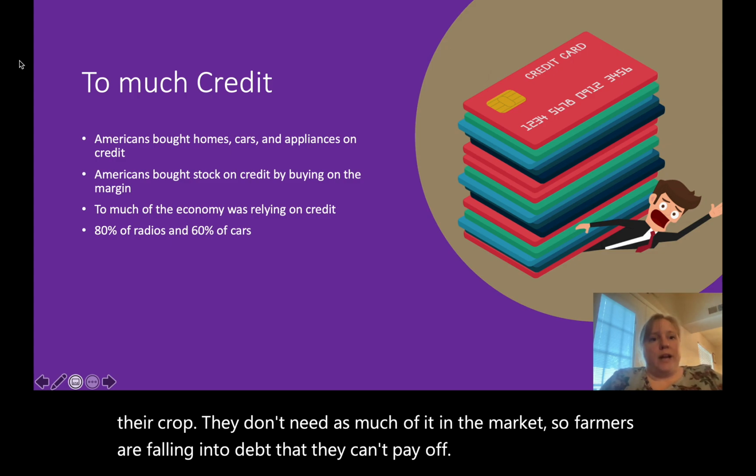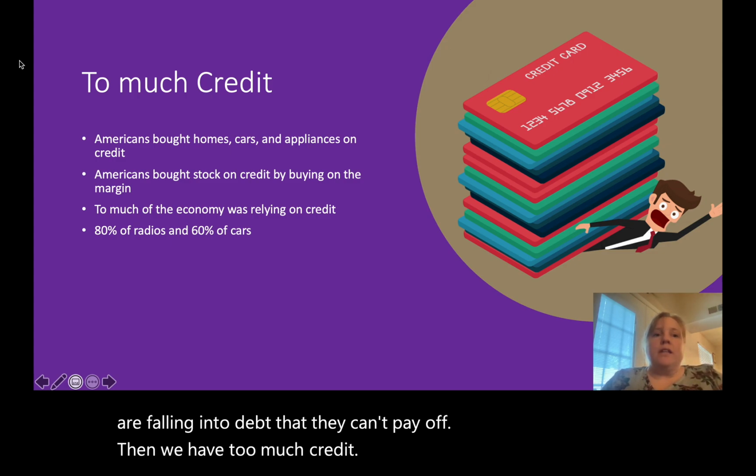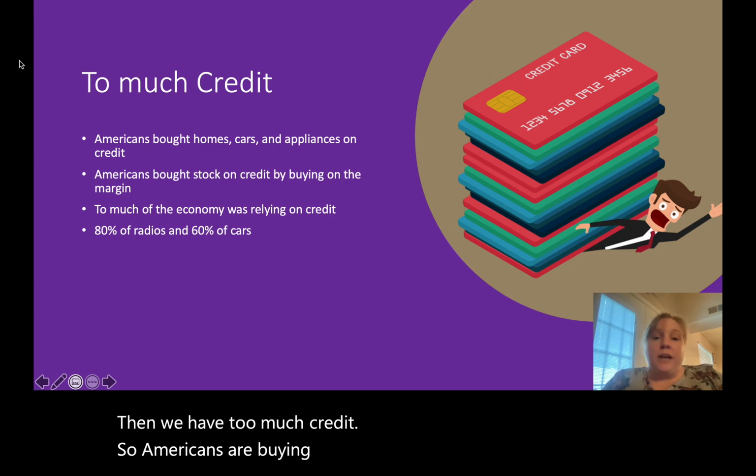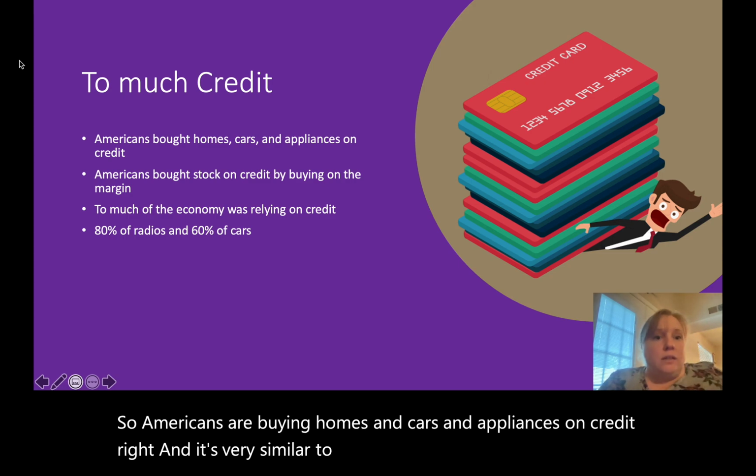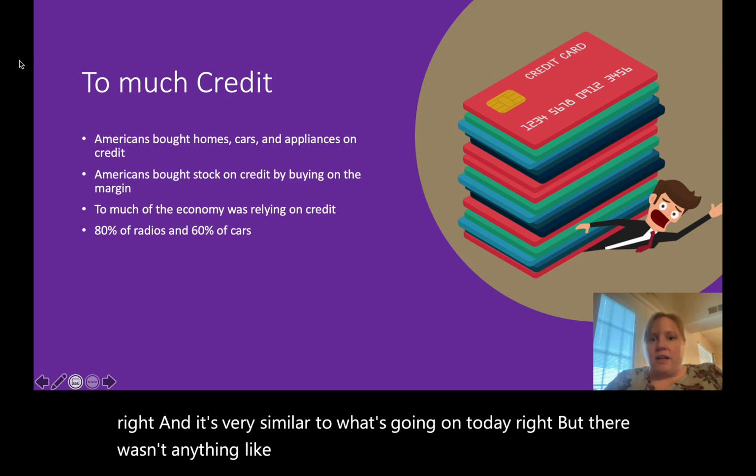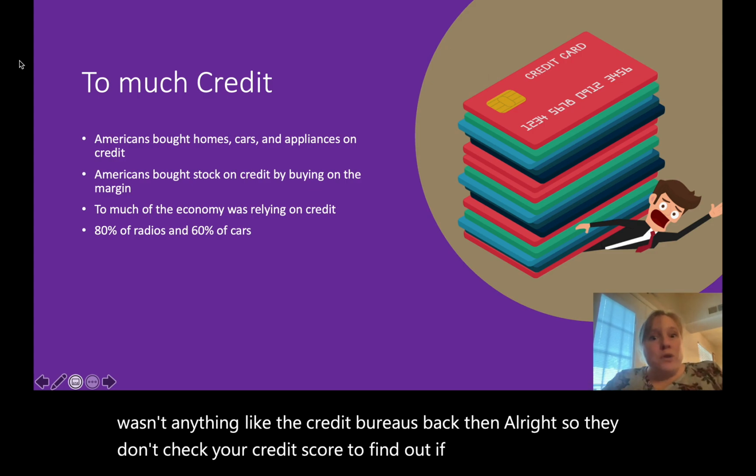Then we have too much credit. Okay, so Americans are buying homes and cars and appliances on credit, right? And it's very similar to what's going on today, right? But there wasn't anything like the credit bureaus back then, all right? So they don't check your credit score to find out if you can afford to have credit. They just give it to you, all right?